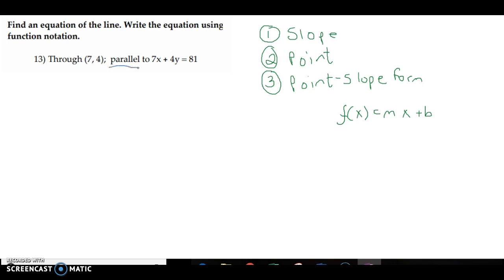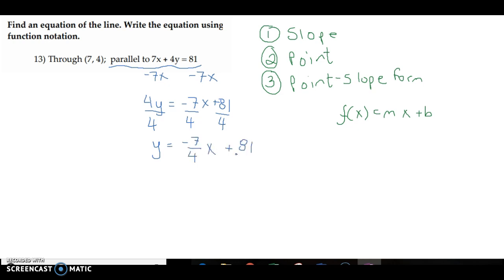The hint is that it's parallel to 7x plus 4y equals 81. So if we move the 7x to the other side by subtracting it, we get 4y equals negative 7x plus 81. From there, we're going to divide everybody by 4. And we get y equals negative 7 over 4x plus 81 over 4.